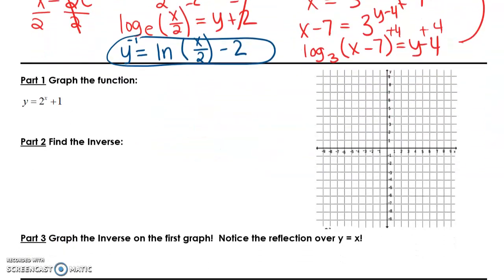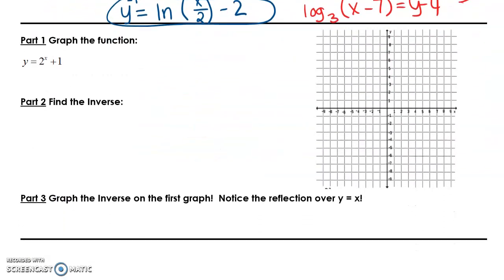But let's take a look at what we're going to do with our graphs. Let's start off by graphing the exponential function that we have right here. If I start off by making a little XY table, when I plug in -1, that's going to give me 1/2 plus 1, so I'm going to get 1.5. When I plug in 0, I'm going to get 2. And when I plug in 1, I'm going to get 3. So let me start by plotting these: -1, 1.5; 0, 2; and then 1, 3.